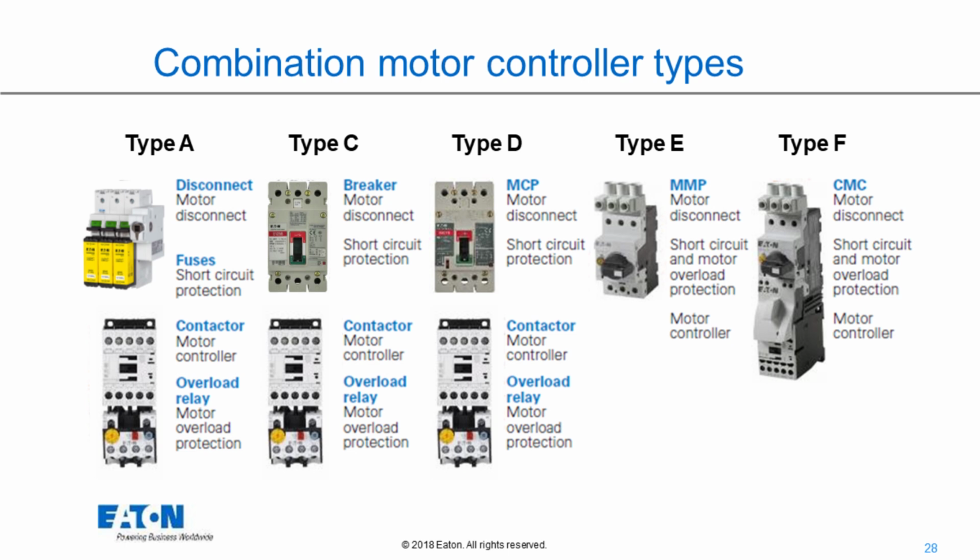Type E, manual motor protector, also known as self-protected starter. It provides short circuit and overload protection and motor controller on-off function. Type F is a combination motor controller, provides the motor disconnect function, short circuit and overload protection, and motor controller function.